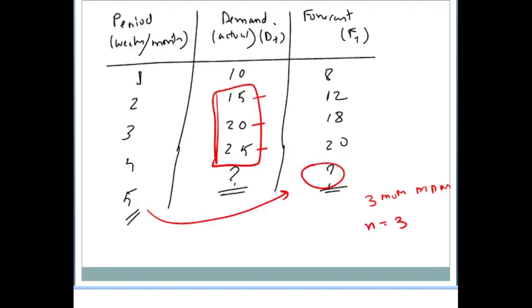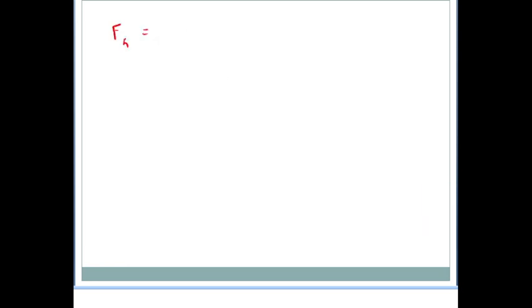So the fifth forecast f5 is equal to 25 plus 20 plus 15 divided by 3. Whatever the answer is, that will be the fifth forecast. Now if we are asked to find the sixth forecast, what will the answer be? Let me calculate this.